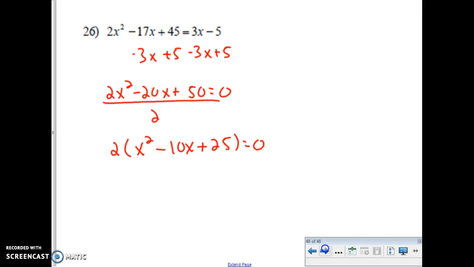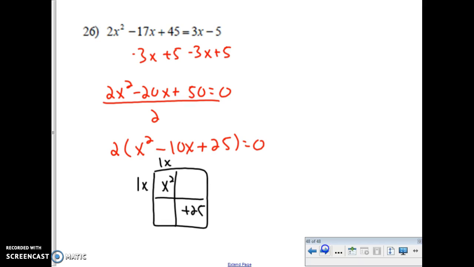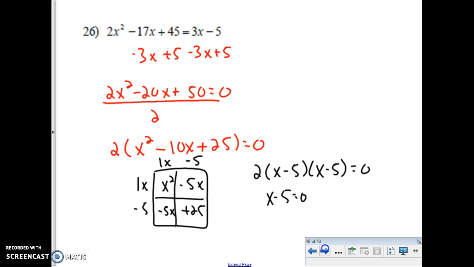So factor this out. I have x squared plus 25. So I have 1x and 1x. And then what gets me 25? 5 and 5, right? But I'm going to make it negative 5 and negative 5. So if I add negative 5x and negative 5x, I get the 10x I'm looking for. So my factored form is x minus 5, x minus 5 equals 0. If I set x minus 5 equals 0, you get x to be positive 5. And I would get that twice.